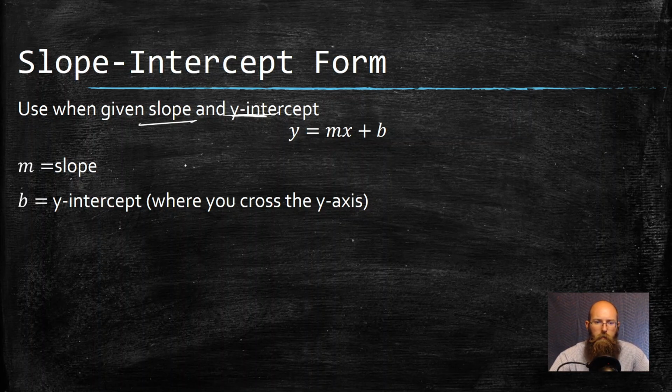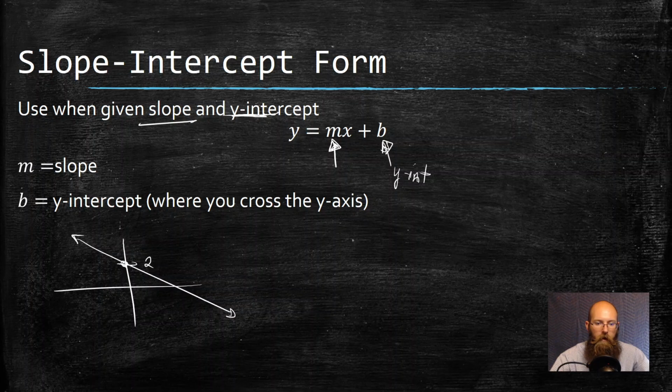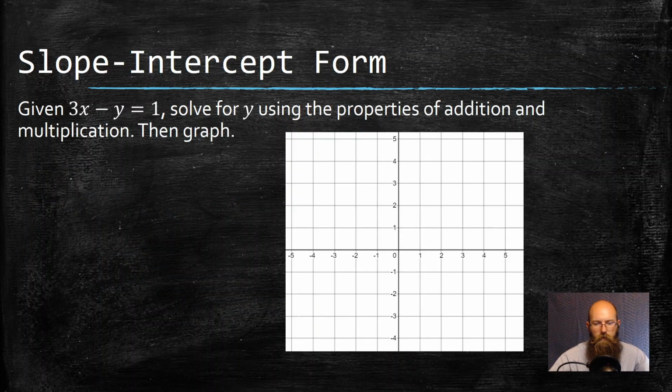So my slope is the m right there. That's my slope. And b is my y-intercept, often written as y-int, and that is wherever I cross my y-axis. So like if this were my line, I'd cross here at say 2. My y-intercept is 2. Let's look at an example.